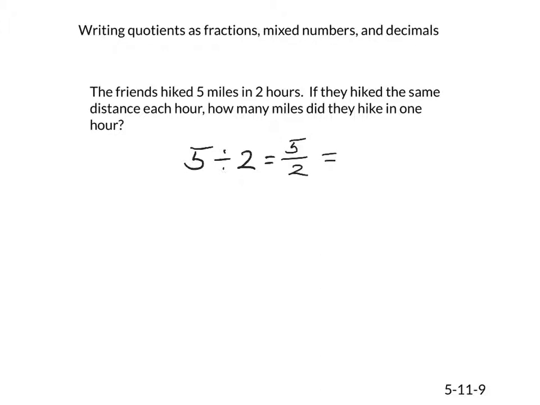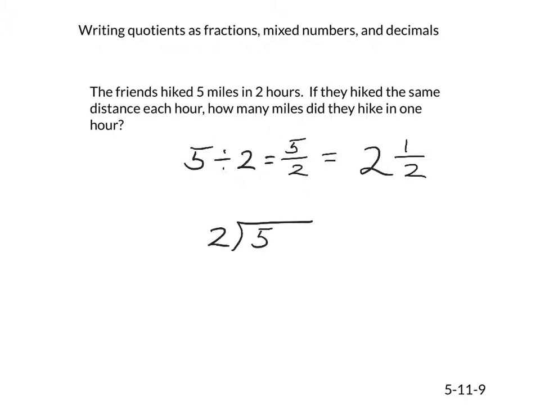Now, as you know, that's an improper fraction. If we divide our numerator by our denominator, 2 goes into 5 2 times. There's 1 left over, so we have 2 1/2. Now, to show the same quotient as a decimal, we take 5 divided by 2.